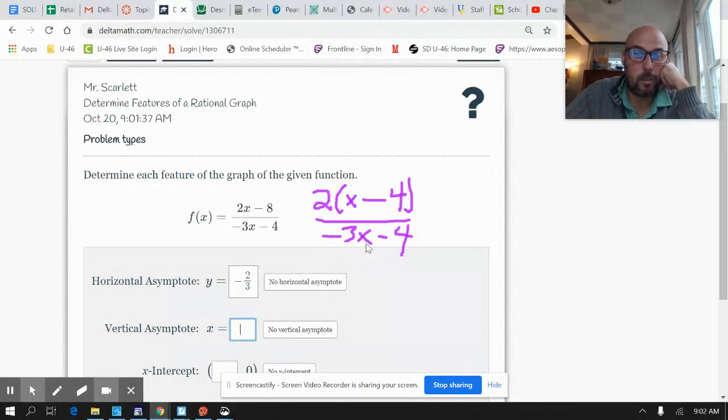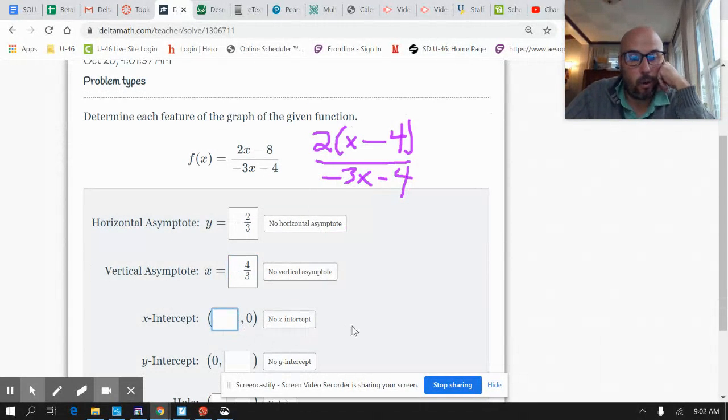So what x value makes this 0? I would imagine adding 4 to both sides, set the bottom to 0, add 4, divide by -3. I would get -4/3 is the vertical asymptote. A hole is the x value that makes the numerator 0, and there is one, 4. Oh, sorry, did I say hole? I meant x-intercept. An x-intercept is the x value that makes the numerator 0. And in this case, it's 4.